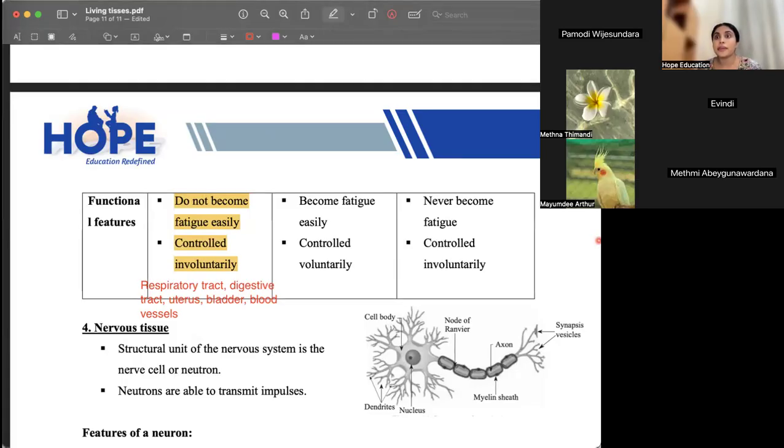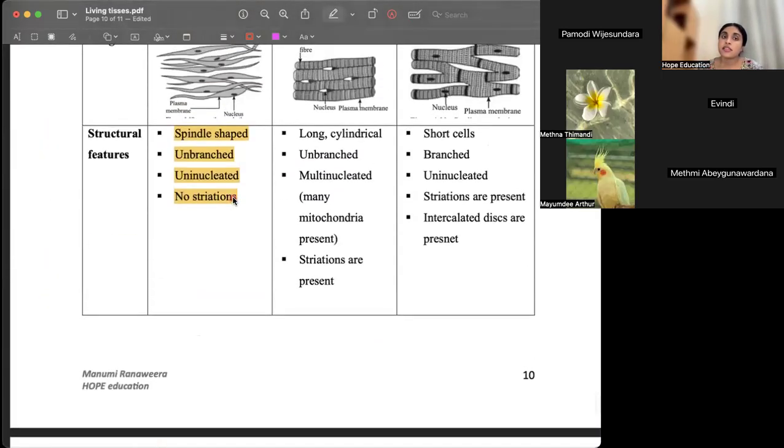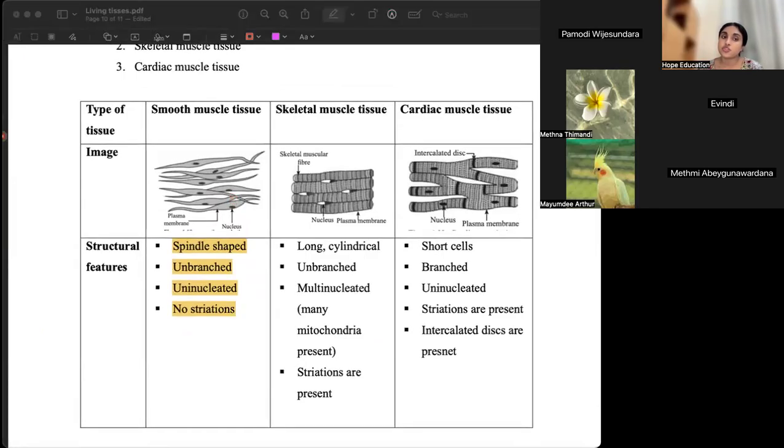Controlled voluntarily means we think and control. But controlled involuntarily means we have no control. We cannot control just by thinking about it and do it. Okay? So smooth muscle tissues are controlled involuntarily and they do not become fatigued easily. That's about smooth muscle tissue.